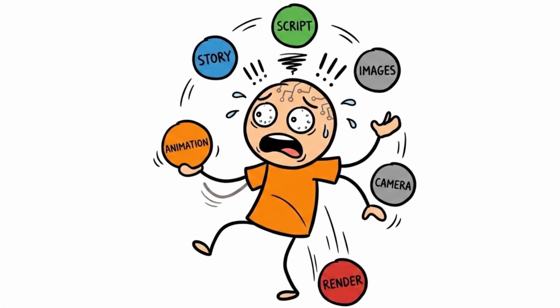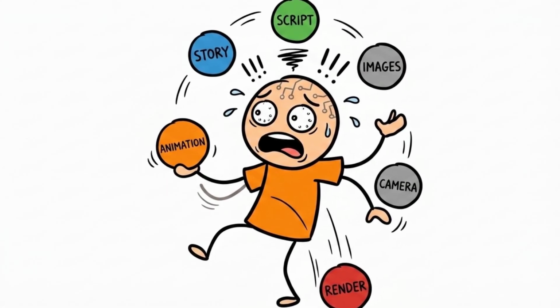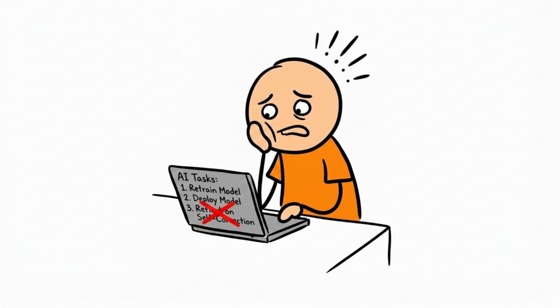The fix isn't a smarter AI. It's a division of labor. The generic approach asks one model to do everything: story, script, images, animation, camera, timing, rendering. When anything's wrong, there's no atomic unit you can change and rerun. That's why the output feels slopped together.